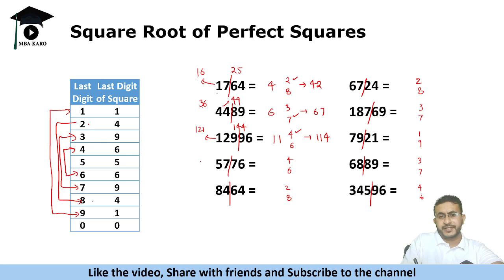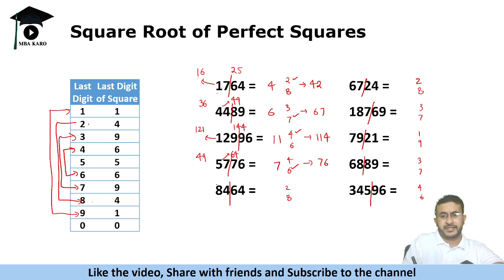Likewise, let's do this. So 7 square is 49, 8 square is 64. So 7 square, that means 7. Now if we see this, 57 is closer to 64 because it is 8 and it is only 7. So we will pick 76.